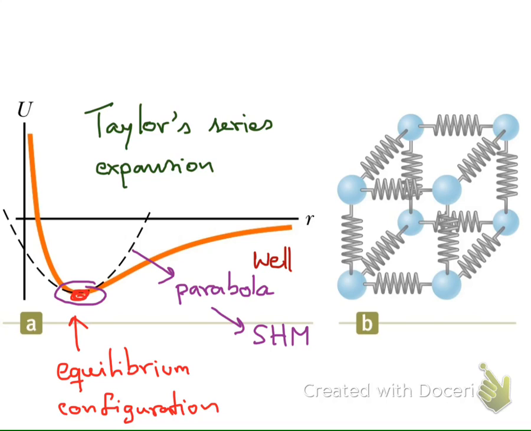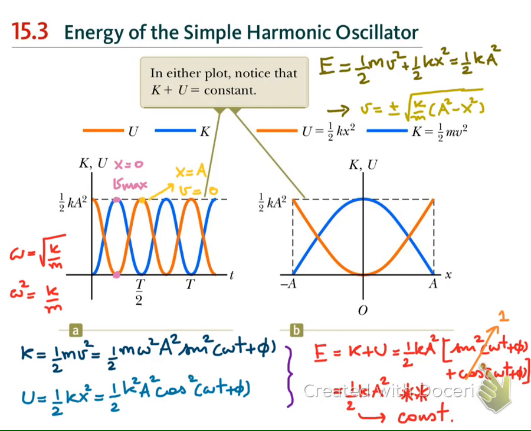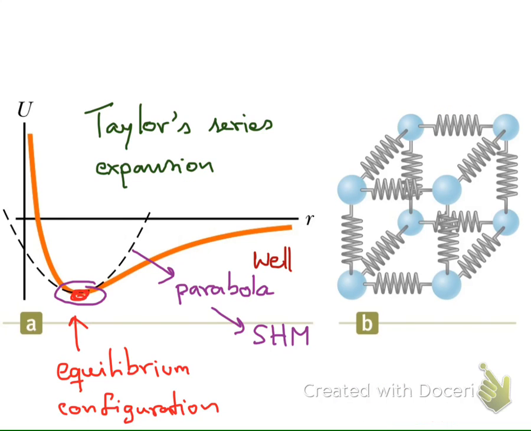Okay, if we look back to the previous slide, you can see that this is the curve of the potential energy, and it is the parabola. You can see also when you look at the expression for the potential energy, that it is a quadratic function, so the curve is a parabola. And from the technique, the Taylor series expansion, it tells us that around the equilibrium configuration, the orange curve can be approximated as a parabola.